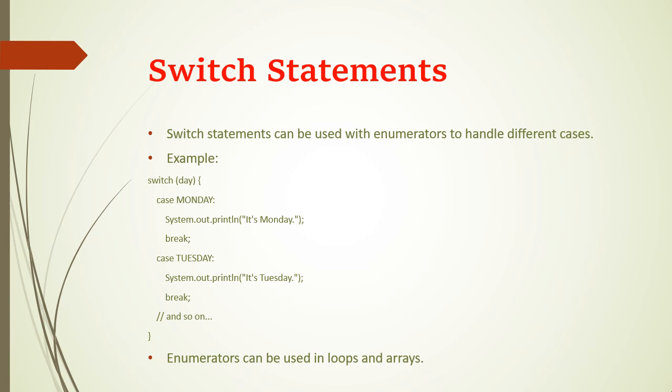So when the day is taken as Monday, and if that case is true for Monday, then it is going to print it's Monday, or else it is going to go for the case Tuesday. If the case is true for Tuesday, then it is going to print it's Tuesday. Then it is going to break and come out of the switch statement. So it can be used also in the switch statements. Enumerators can also be used in the loops as well as arrays.